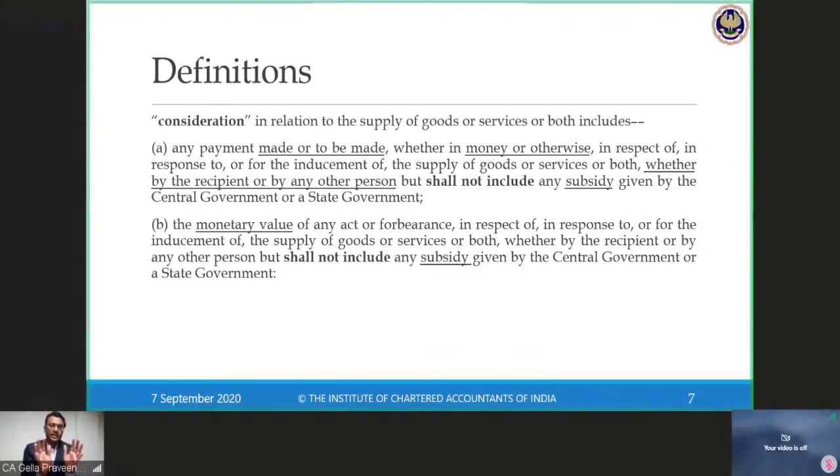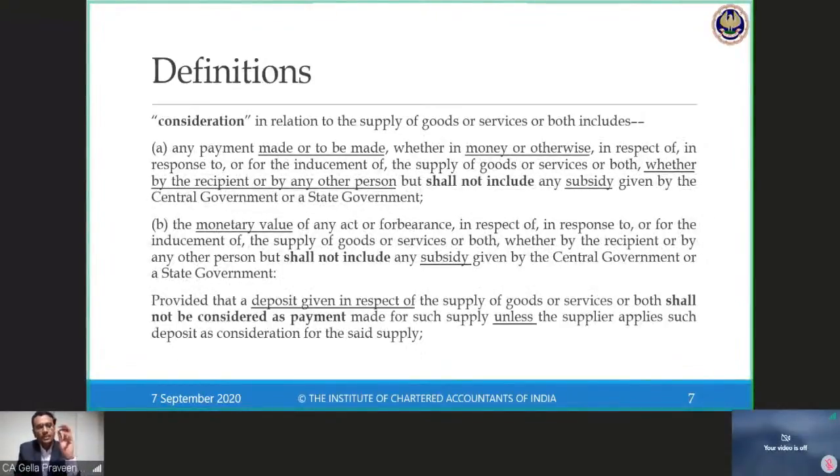Here I'm handing over to the state authority, I receive cement not from the recipient per se, but from any other person. So if any other person is contributing for this particular supply, that shall also form part of my definition called consideration. This is the crux of your clause number B.